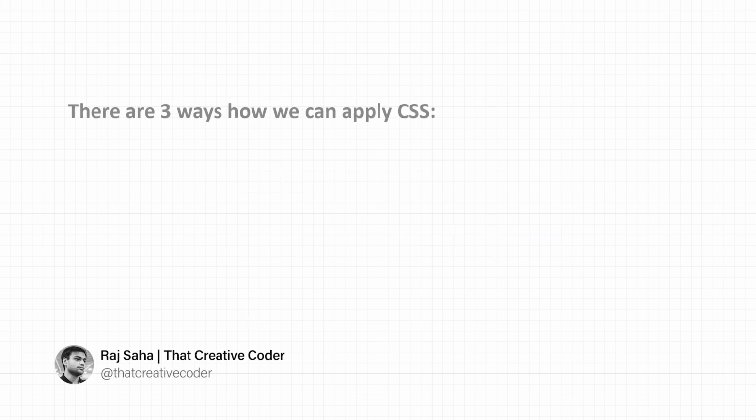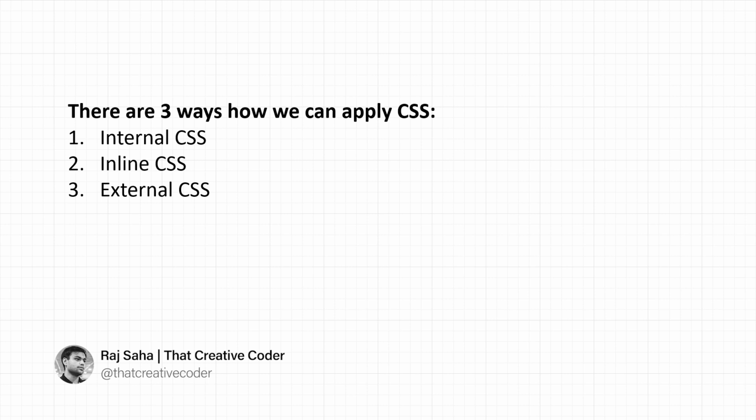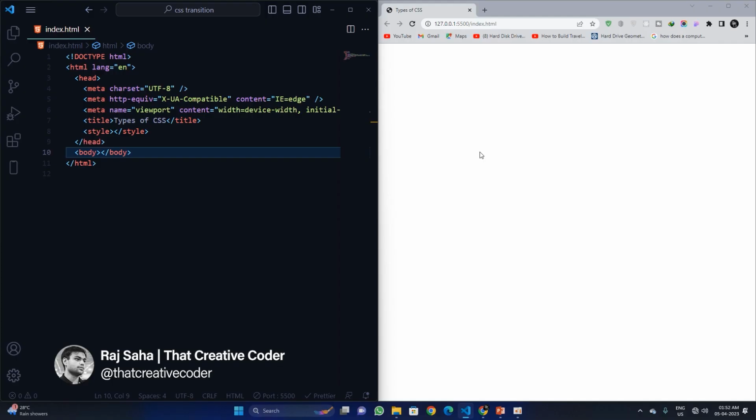Okay, now there are 3 ways we can apply CSS in a document, right? The first one is internal CSS, the second one is inline CSS, and the third one is external CSS. We will look at all these 3 ways of applying CSS now in the code editor. So let's move on to the code editor. All right, so now we are here in the code editor, and now we will see how to apply CSS. There are 3 ways, as I said.